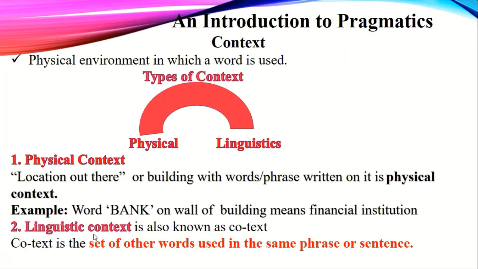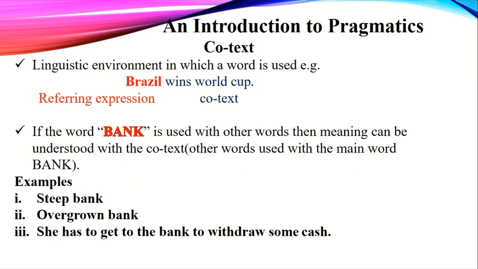The second one is the linguistic context, also known as co-text. Co-text is the set of other words used in the same phrase or sentence, and the combination of words is the example of co-text. The linguistic environment in which a word is used is called co-text. For example, Brazil wins World Cup. Here, Brazil is the referring expression, but wins World Cup is the co-text.